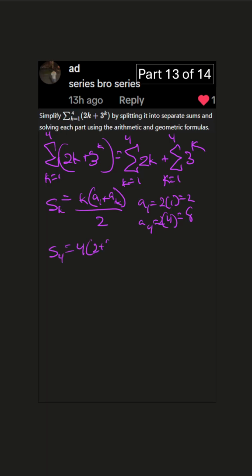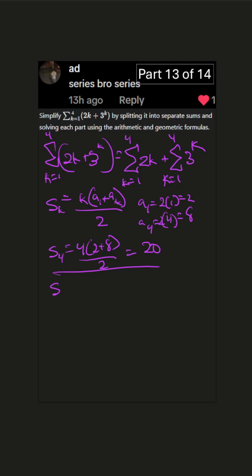Okay, so remember the formula for the arithmetic sum: S sub k equals k times a sub 1 plus a sub k, all over 2. We learned that very early in this series. Then a sub 1 equals 2 times 1 here, which equals 2, and a sub 4 equals 2 times 4, which equals 8. So we just plug those into the formula: 4 times 2 plus 8 over 2. You could use your calculator and do what you got to do, and that's 20.